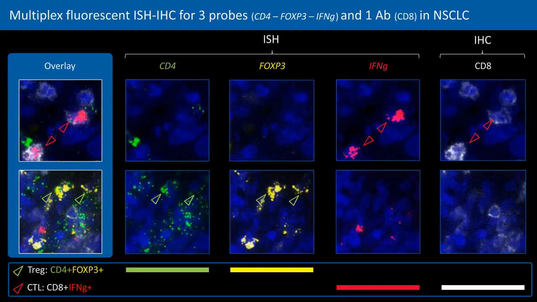So what you can see here is we have red arrows pointing to these CD8 positive interferon gamma positive cells, so presumably the cytotoxic T lymphocytes. Then we also have an example where you can see CD4 positive and FOXP3 positive cells. These double positives are indicated by the green arrows, both in the overlay and in the single channel images. And so these are double positives for CD4 and FOXP3, indicative of these T regulatory cell types.